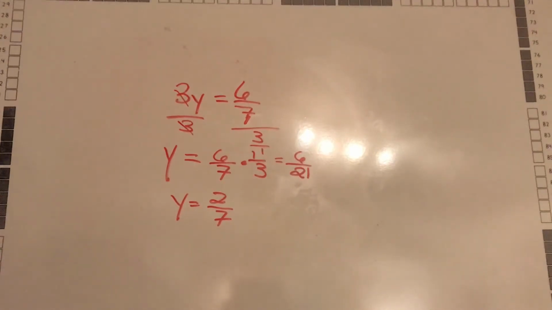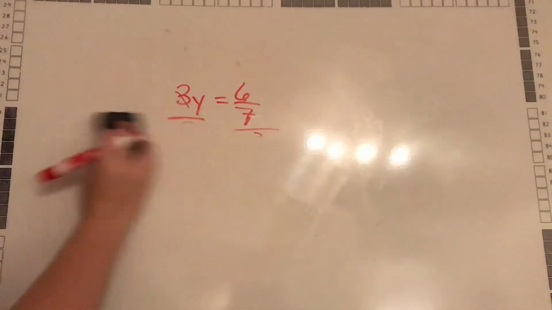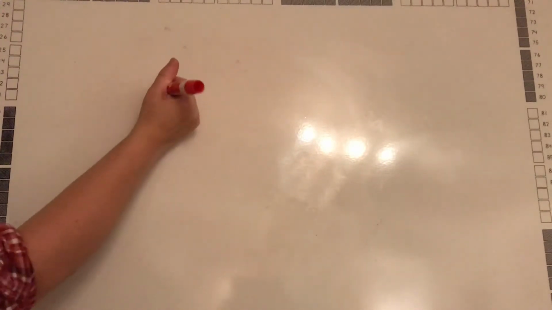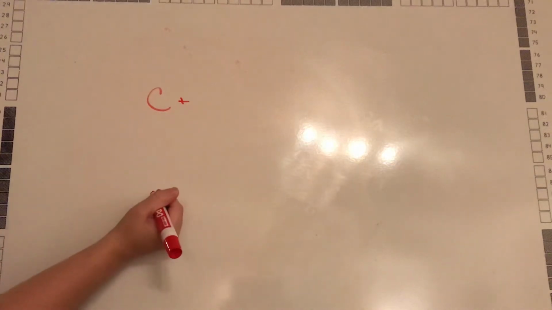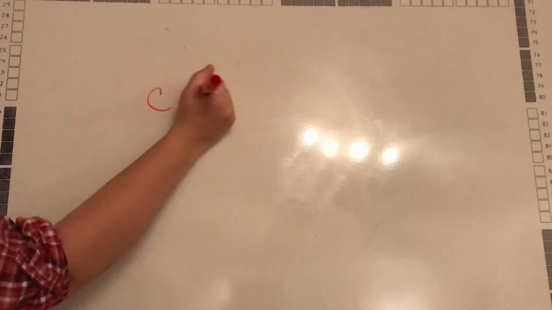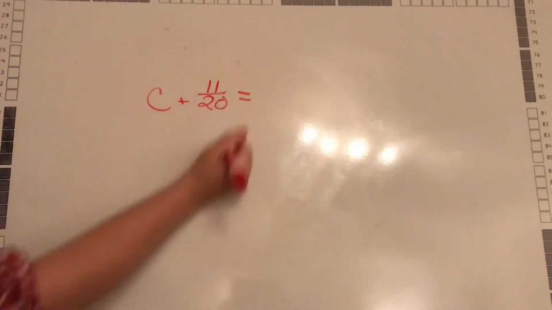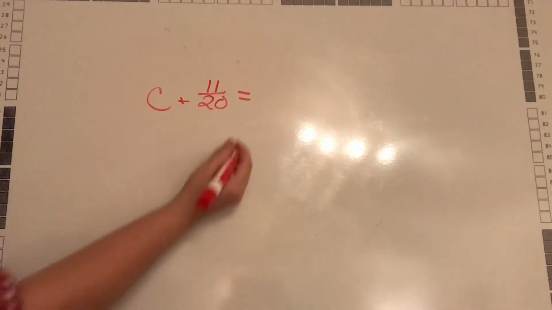Okay, we have one more example before your think and discuss question, and that is a word problem. It says, pink gold is made of pure gold, silver, and copper. There is 11/20 more pure gold than copper in pink gold. If pink gold is 3/4 pure gold, what portion of pink gold is copper? So we know that C plus 11/20 equals 3/4.